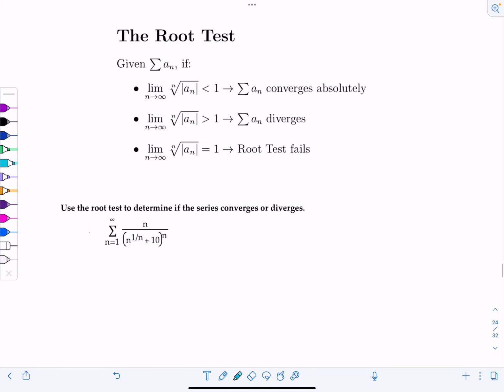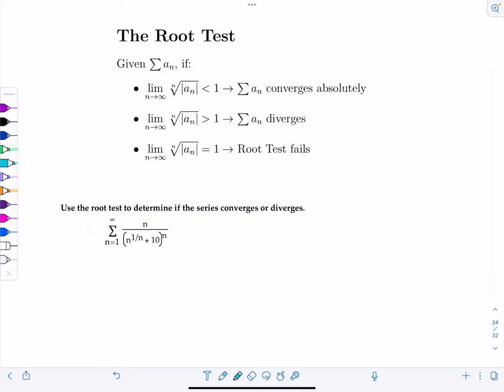No, I'm kidding. The root test, it's nice. I don't find it as fun for some reason, but maybe that's just me. So given the sum of an, if the limit as n goes to infinity of the nth root of the absolute value of an is less than 1, then that means the sum of an converges absolutely. If that limit's greater than 1, then the sum of an diverges. And then again, if the limit's 1, then the root test fails.